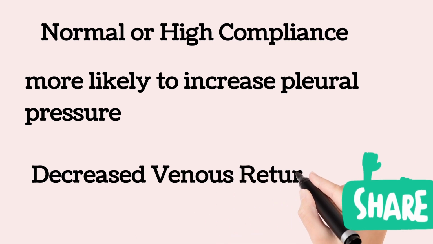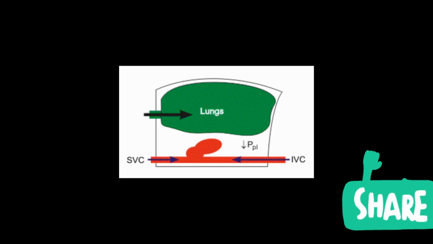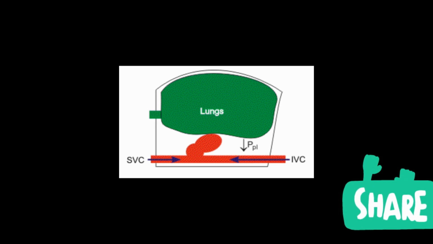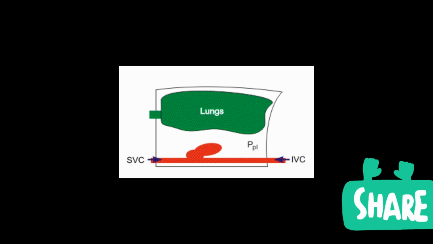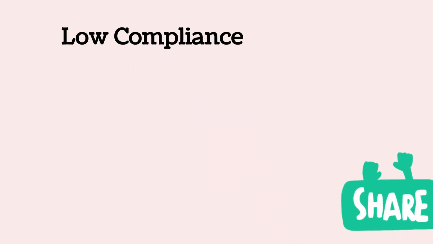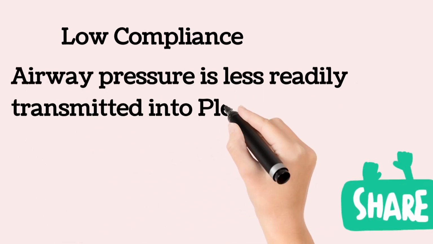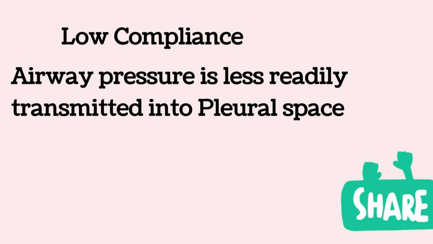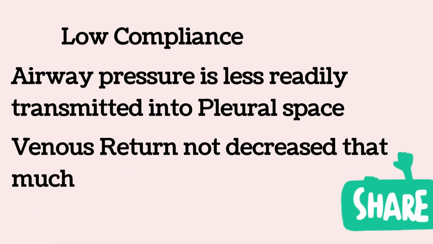In other words, PEEP therapy in a patient with normal or high lung compliance is more likely to produce an elevated pleural pressure and therefore decrease the venous return. But in the case of low lung compliance, the lung shields the pleural space from the full effect of increased alveolar pressure. Thus, despite a high PEEP level, hemodynamic instability is not such a problem in patients with extremely low lung compliance, unless the patient has pre-existing cardiovascular disease.